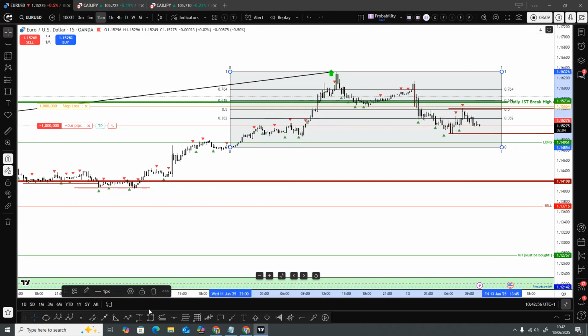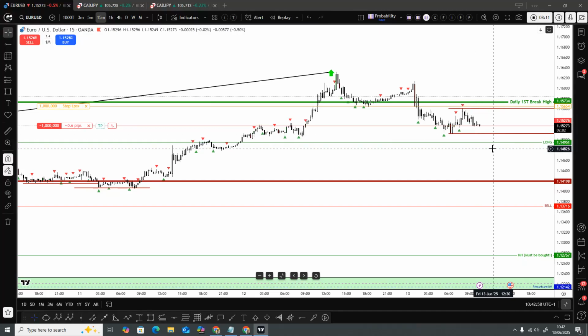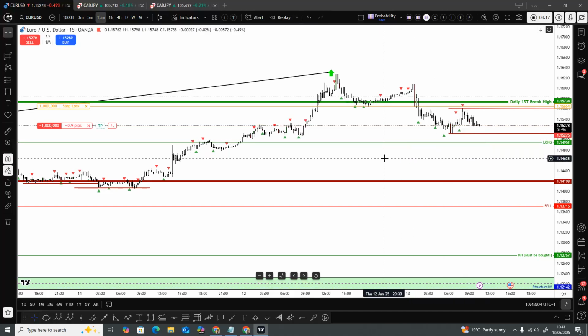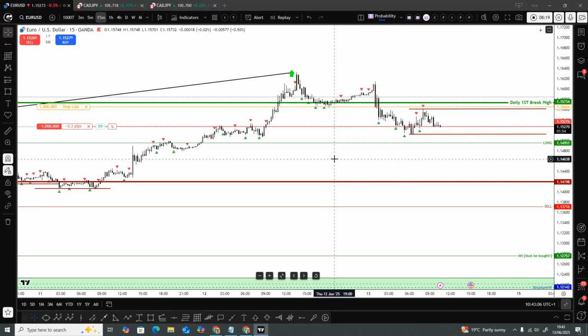That's an indication that we're having a strong pullback. And the break below here is key, 115.12. All right, so that's it for this week.